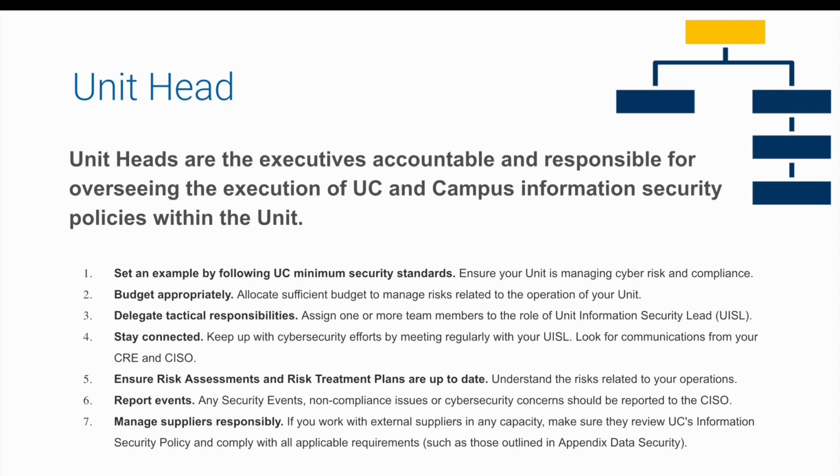Sixth, report events. Any security events, non-compliance issues, or cybersecurity concerns should be reported to the CISO. Make sure your unit knows to notify you in the event of a suspected or confirmed security incident. And finally, make sure you are managing suppliers responsibly. If you work with an external supplier in any capacity, make sure you review UC's information security policy and comply with all applicable requirements. See Section 15, Supplier Relationships, in the policy for a list of specific tasks and considerations for external suppliers.